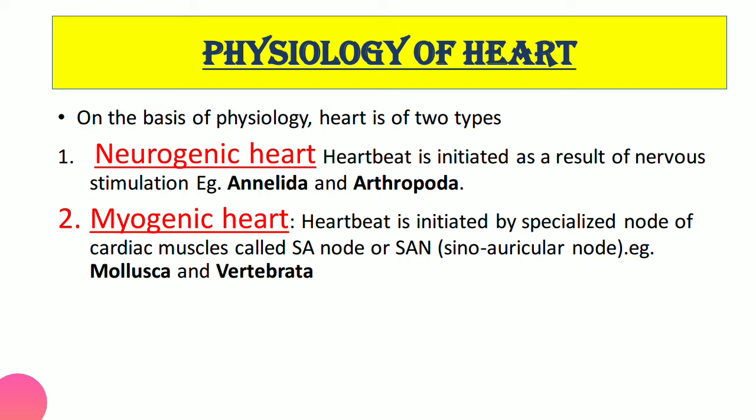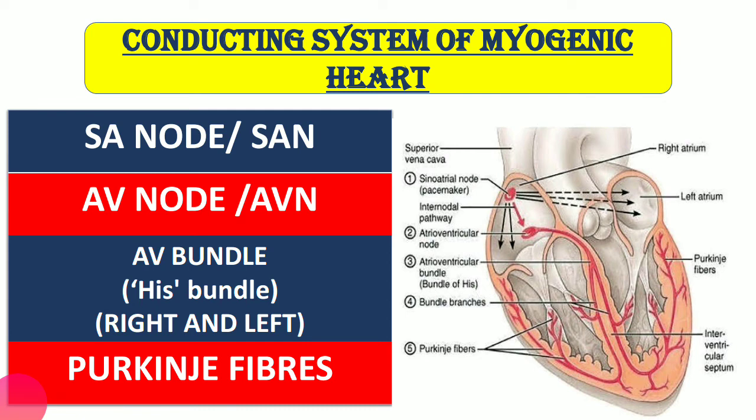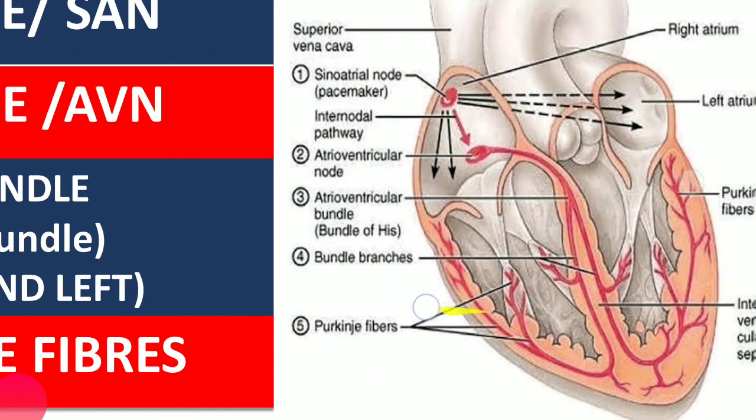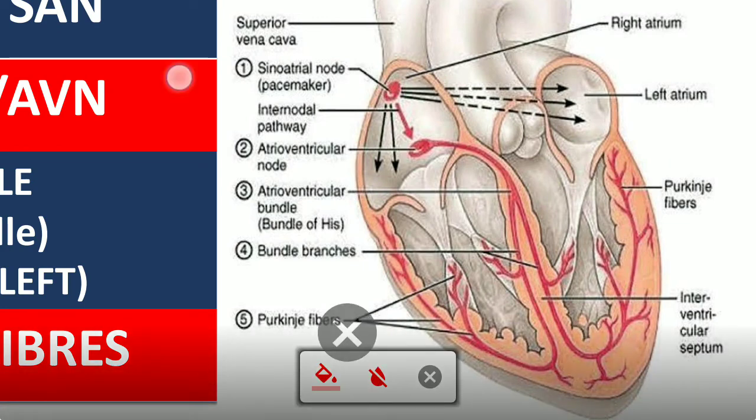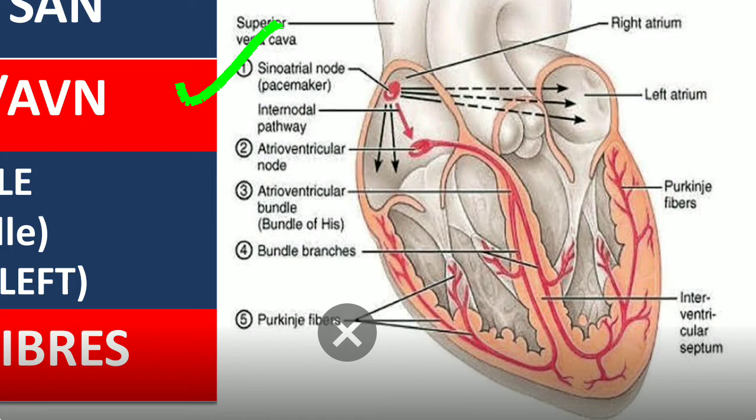In the human heart, it is the myogenic system. Now coming to how the conduction system of the myogenic heart works in human beings. The SA node is there, which is the pacemaker, and the AV node, the atrioventricular node. SAN means the sino-auricular or sino-atrial node, which is the pacemaker present in the right atrium. You have to understand, this is the sinoatrial node, which is present in the right atrium. This sinoatrial node is the pacemaker.